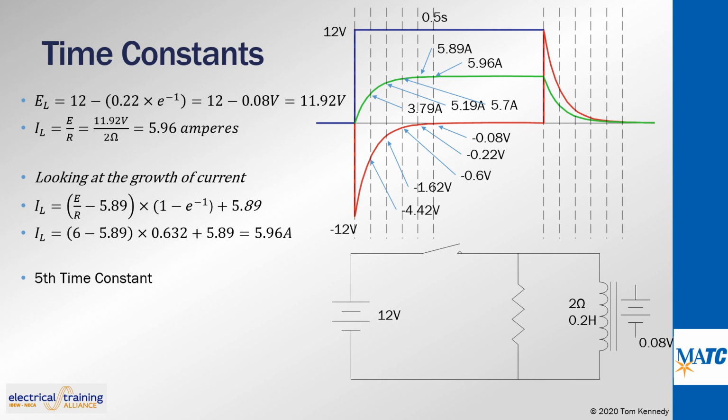The remaining difference in current will raise another 63.2%. Therefore, after 5/10 of a second, the amount of current will rise to approximately 5.96 amperes. At this point, there is such a slight difference between the total current and the value determined after 5 time constants, it can be said that a circuit will be at maximum current flow at this point.